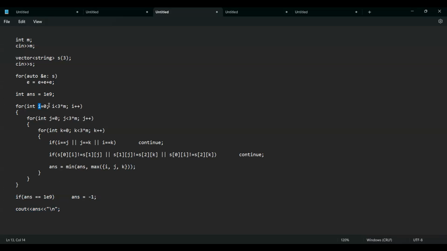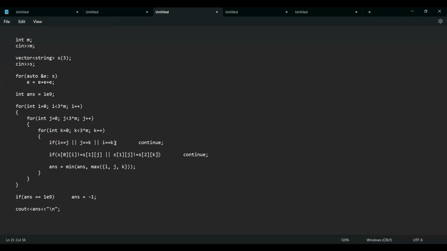Then what I'm doing, my i is going from 0 to 3m, my j is going from 0 to 3m, my k is going from 0 to 3m. If i is equal to j or j is equal to k or i is equal to k, I'll simply continue. Otherwise, if these two are not same, or these two are not same, I'll simply continue. Why? Because I want all the 3 reels to show the same digit. Actually, I don't think I needed to do it like this, this will also work, because if these two are equal and these two are equal, it means that these two are also equal.